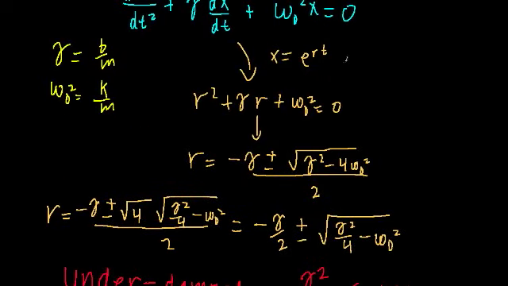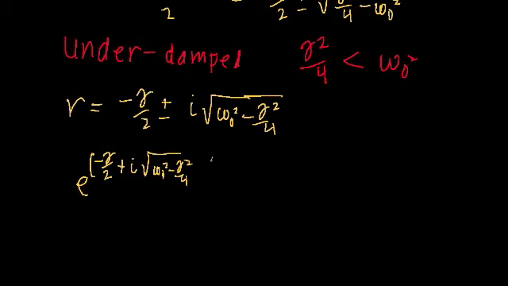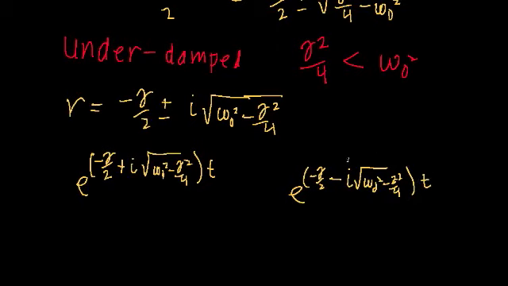So we can plug our two roots into the general form of our solution. So we get that our two solutions are e to the negative gamma over 2 plus i times the square root of omega naught squared minus gamma squared over 4, all of that times t, and e raised to the negative gamma over 2 minus i times the square root of omega naught squared minus gamma squared over 4 times t. So here are our two solutions, and we know that the general solution is going to be a linear combination.